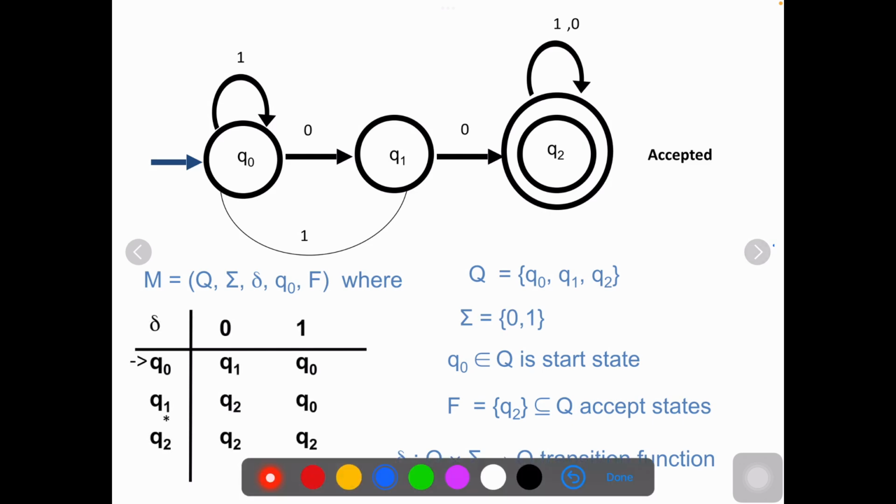The initial state is indicated by an arrow, and the star indicates the final states. Sorry. This star indicates a double circle. So a double circle, or a star, can indicate any of the final states in a transition table.